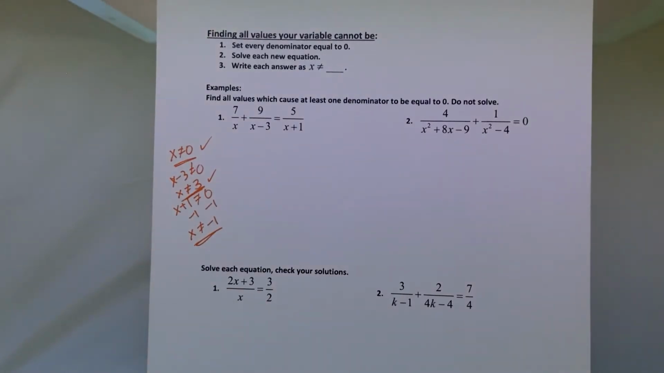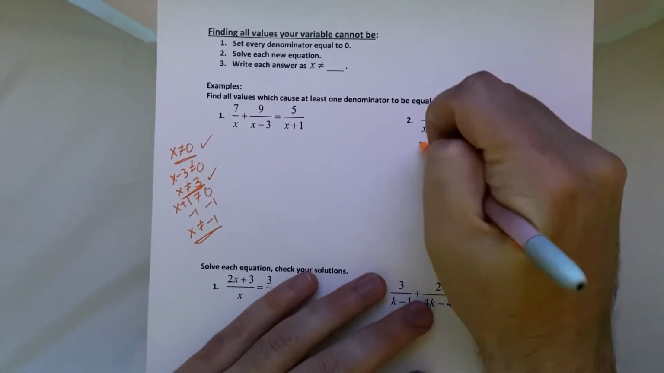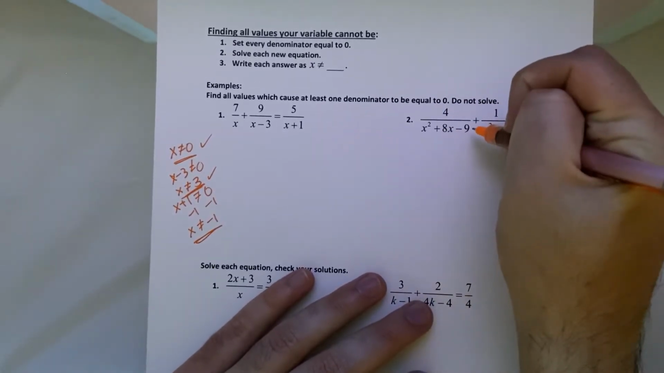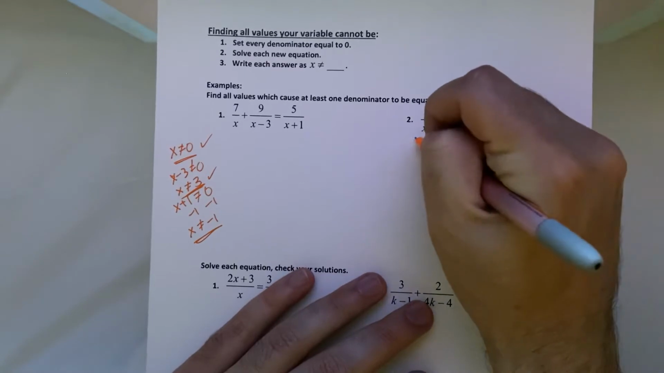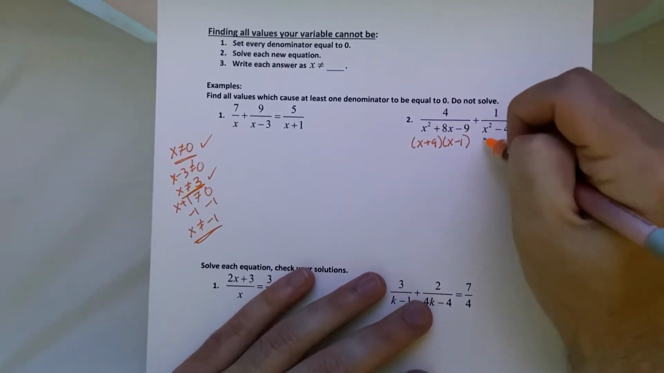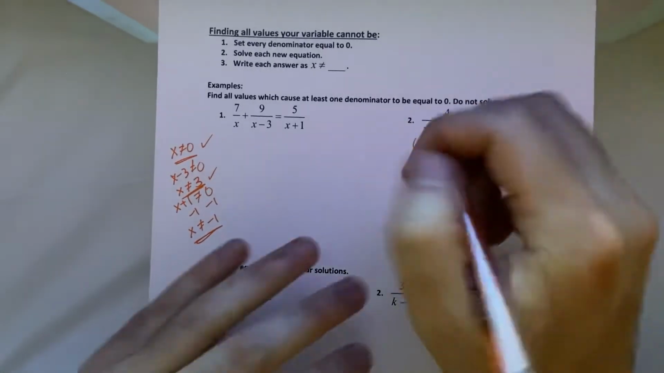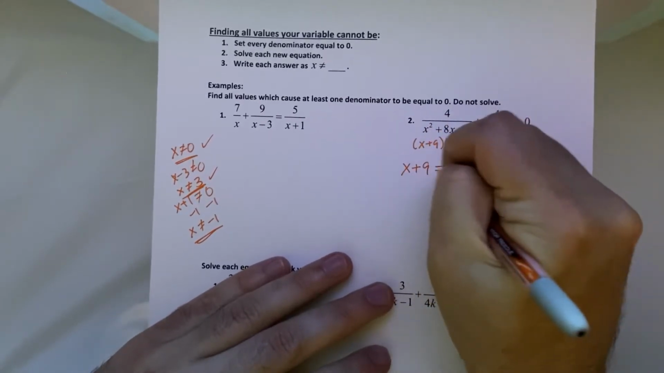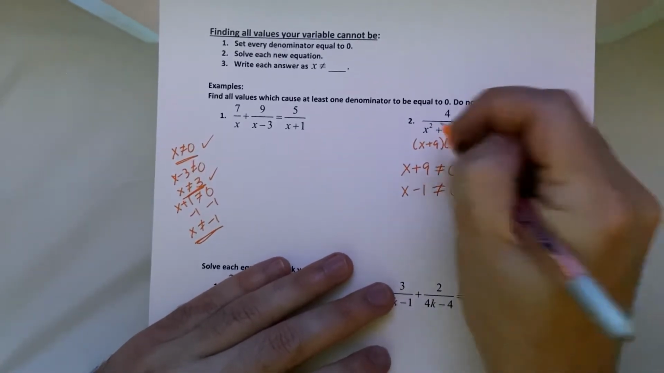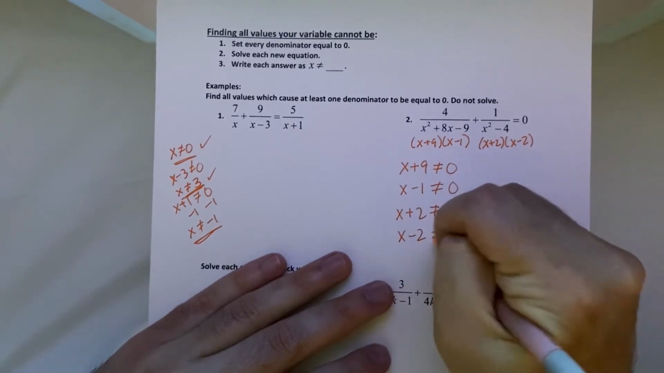Now, if you've got some equations that need to be factored, you factor everything first. I mean, you can set the denominator equal to 0, but I would factor. So two numbers that multiply to negative 9 that add to 8 is x plus 9, x minus 1. X squared minus 4, that's the difference of squares. It's x plus 2 and x minus 2. So you set all of those equal to 0. So x plus 9 can't be 0 because that would make this 0. X minus 1 can't be 0 because again it would make the first fraction 0. X plus 2 can't be 0, and x minus 2 can't be 0.